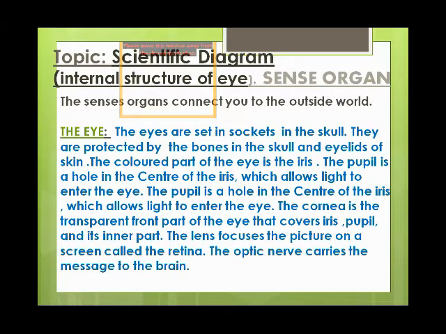They are protected by the bones in the skull, okay? Our eyes are protected by the bones in our skulls and the skin, just like our eyelid is made of skin. It covers our eye. The colored part of the eye is the iris. The pupil is a hole in the center of the iris, which allows light to enter the eye.